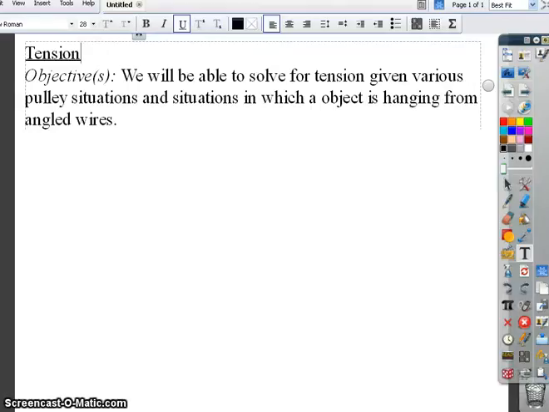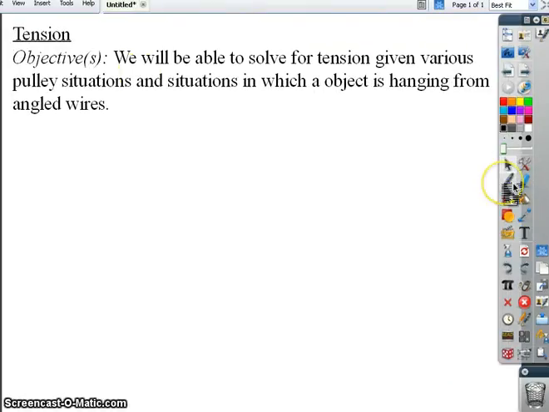All right, good morning, class, and welcome to this lesson on tension. Today we are going to be able to solve for tension given various pulley situations and situations in which an object is hanging from angled wires. So let's just get started here.